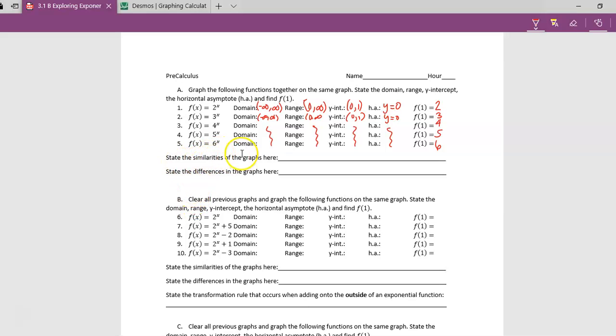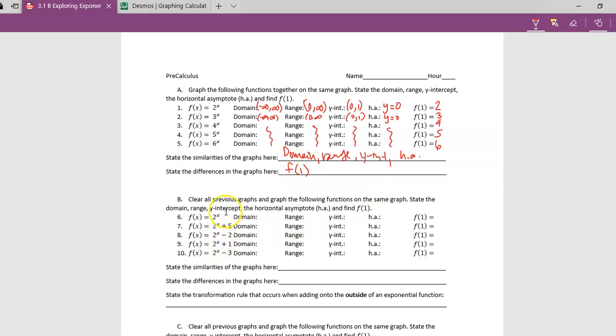So the first part says state the similarities of the graphs. The similarities are they have the same domain, the same range, the same y-intercept, the same horizontal asymptote. The only thing they have different is that f of 1 is different for each one of them.